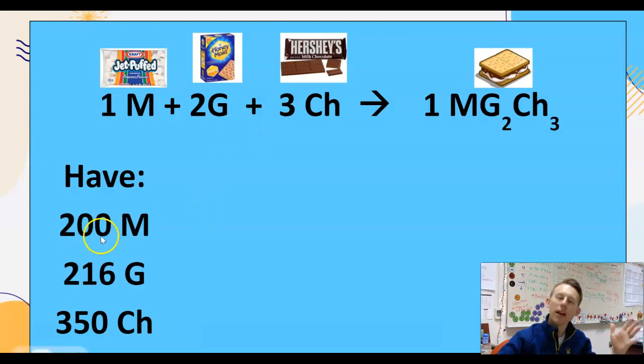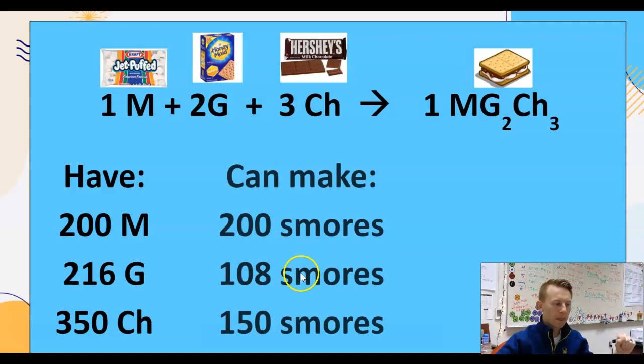And I told you, okay, let's say that you have 200 marshmallows, 216 graham crackers, and 350 chocolates. And it was up to you to decide how much of each thing. If I just had 200 marshmallows and I didn't have to worry about the other things, how many s'mores could I make? And this is what a lot of you came up with. That 200 marshmallows could make 200 s'mores. 216 graham crackers could make 108 s'mores. 350 chocolates could make 150 s'mores.